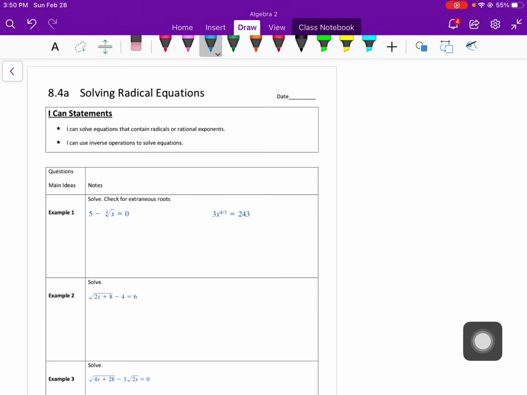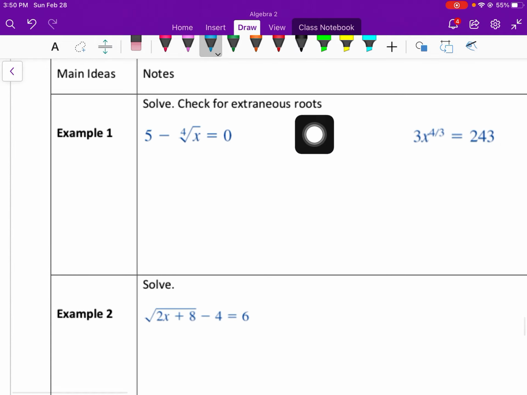This is 8.4a, solving radical equations. We have two more lessons, and then that'll wrap up Unit 8. This will also have to do with extraneous roots or solutions. So just like back in Unit 6, where it was x in the denominator, you could have an extraneous solution, even going back to earlier in this unit. So we'll need to check for those, because when we have an even root, we cannot have negative numbers. And I'll elaborate on that more.